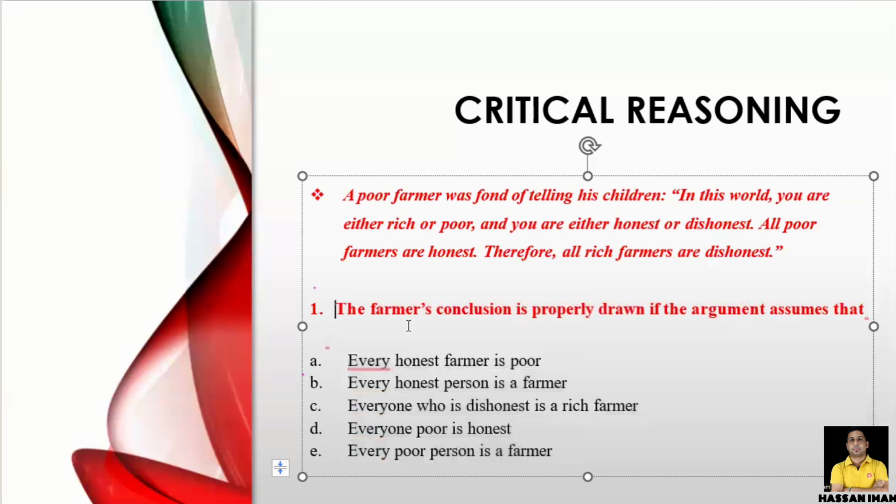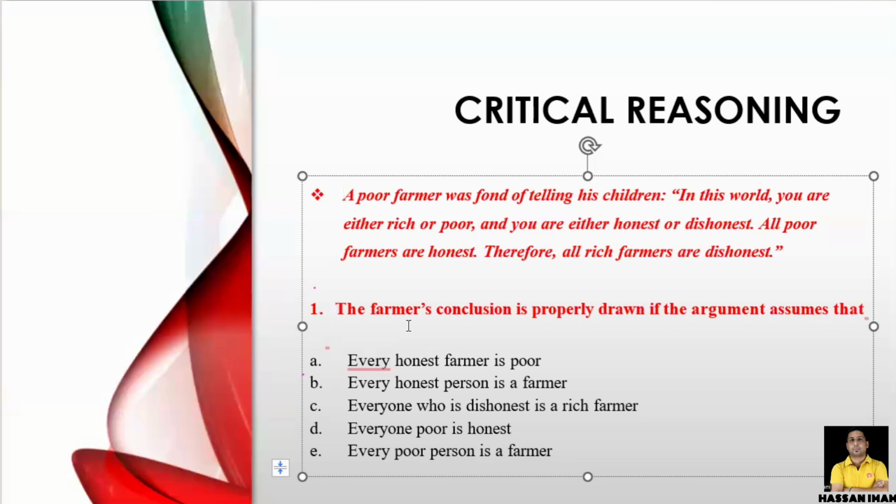Now come to the passage and read the passage. The passage is, a poor farmer was fond of telling his children, in this world, you are either rich or poor, and you are either honest or dishonest. All poor farmers are honest. Therefore, all rich farmers are dishonest.